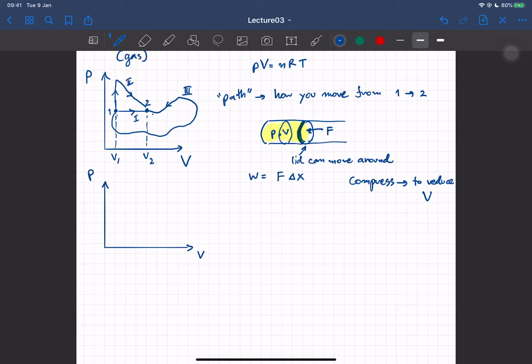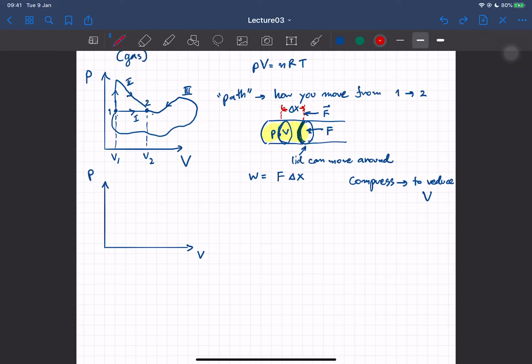Maybe the gas becomes half the volume, right? But to move the lid from here to here, you need to apply the force in this way. And what you are pushing is the lid. So you have moved the lid by this much, delta x. That's going to be the distance. So you have force, you have distance. What you have here is work, right?